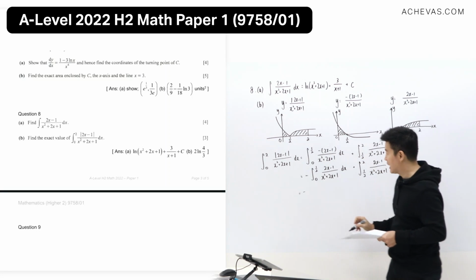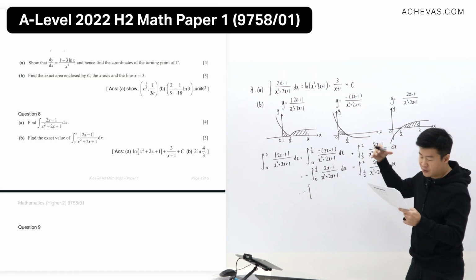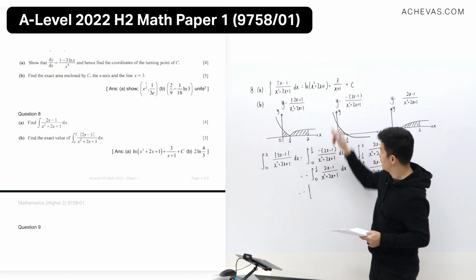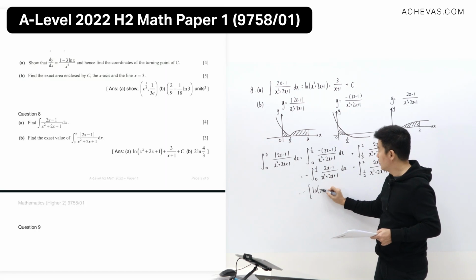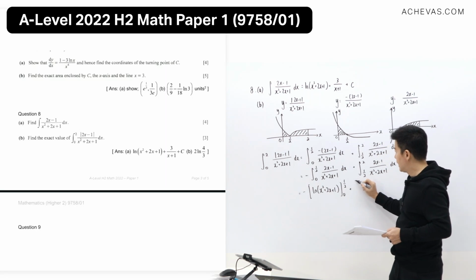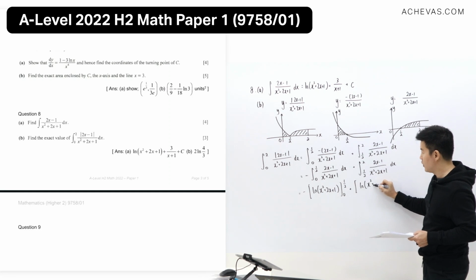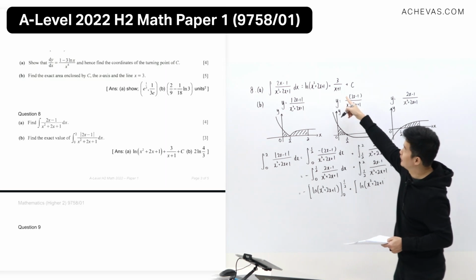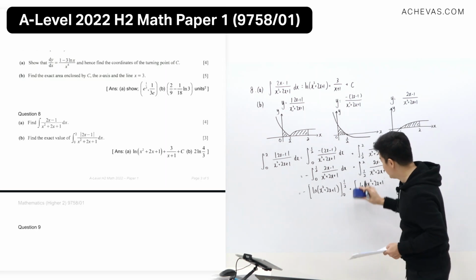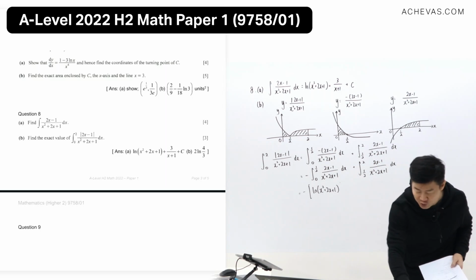So this is going to be negative. Let's put a square bracket. I'm going to bring in the result from part A, which is this over here. So it's going to be ln of x squared plus 2x plus 1 from 0 to half, plus this is just going to be ln of, again, x squared plus 2x plus 1. Oops, I've forgotten about this, so I do need to add that in. So let me just redo this part again.